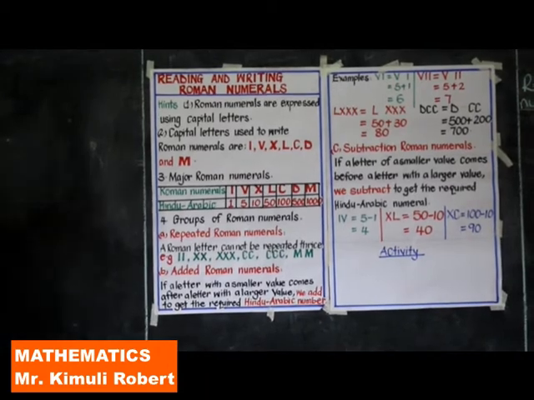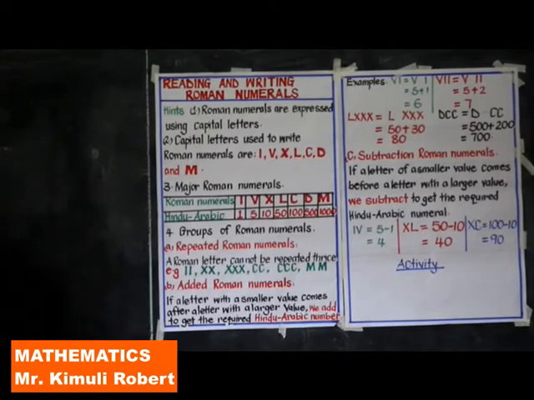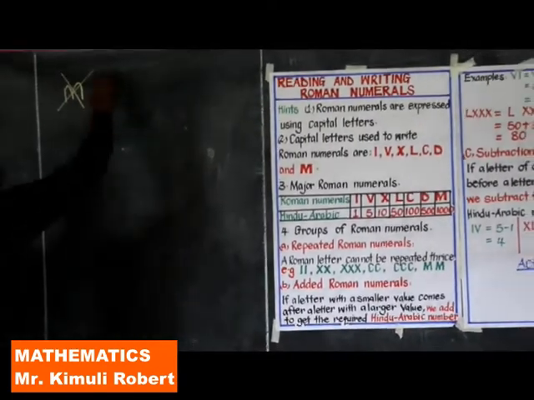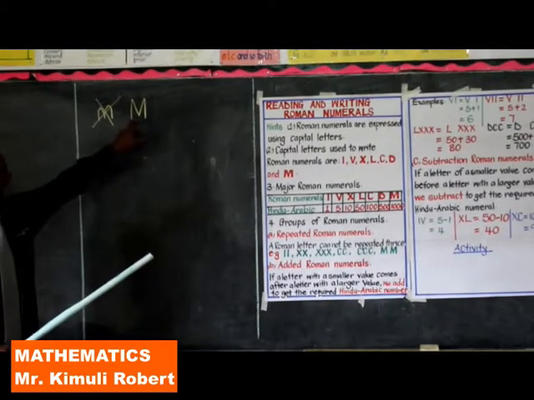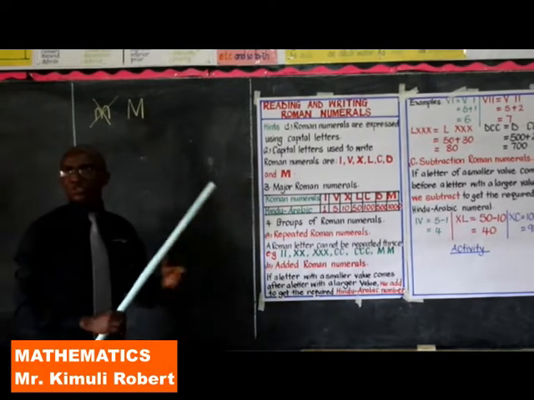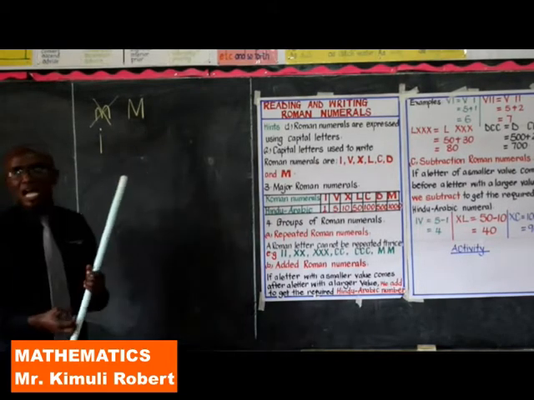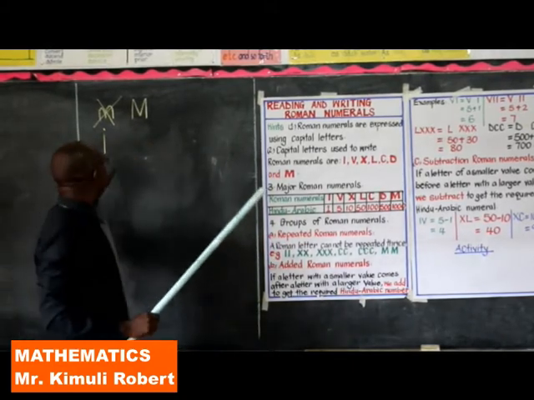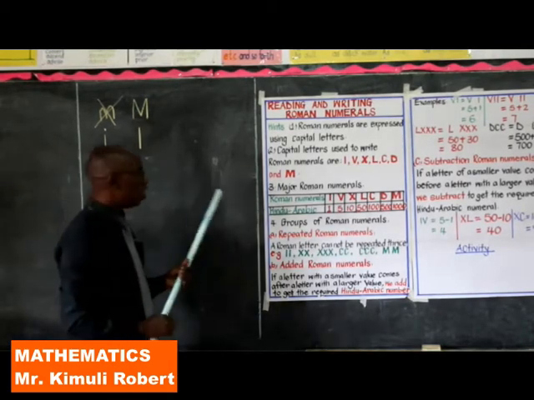At times, some of us make mistakes and write a small m when writing a numeral. This is wrong. Roman numerals are expressed using capital letters, meaning that you're supposed to write capital M. Capital M is written like that, not like this. Then we go to I. Some of us write I with a dot. The moment a dot is involved, it is a small letter. So you are supposed to write I without a dot.